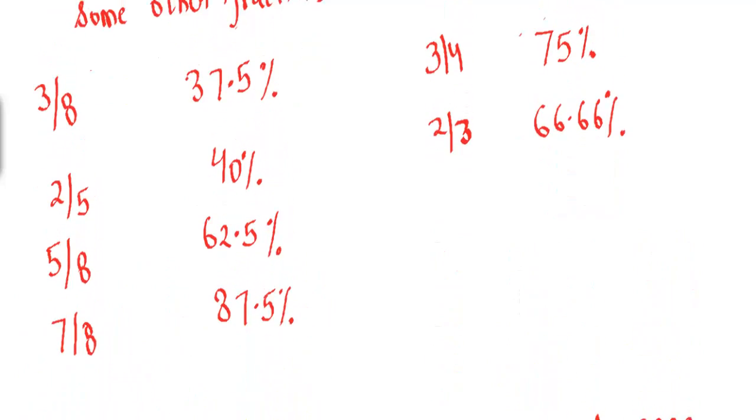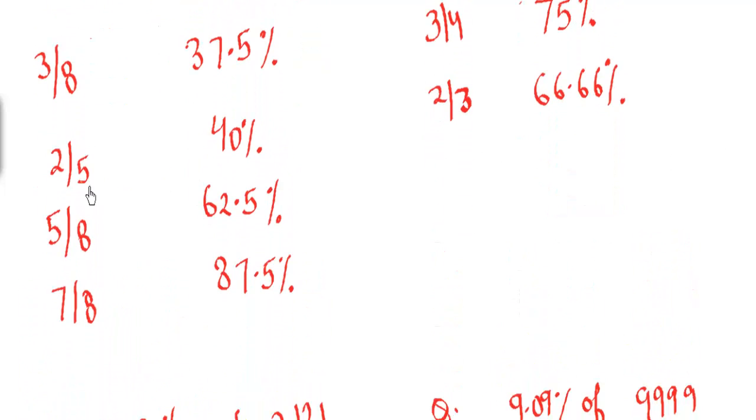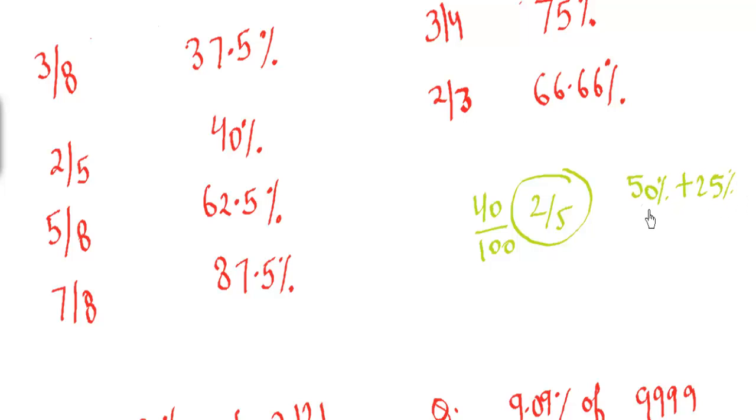Like I have to calculate, let's say, 40%, 2 by 5. I don't need to remember this. I can manufacture it like 40 by 100, that is 2 by 5. Or 75% can also be broken down as 50% plus 25%. For this I know 1 by 2, for this I know 1 by 4 and 3 by 4, just adding them up.